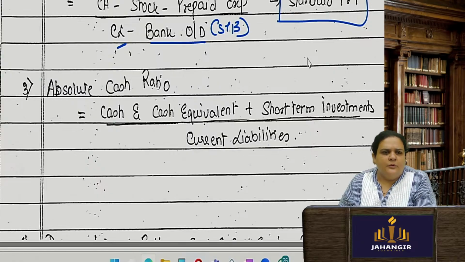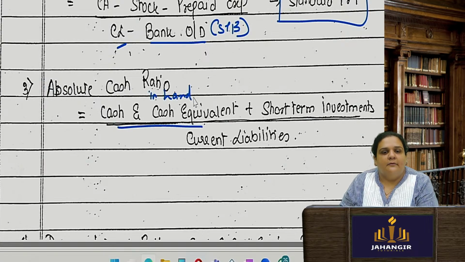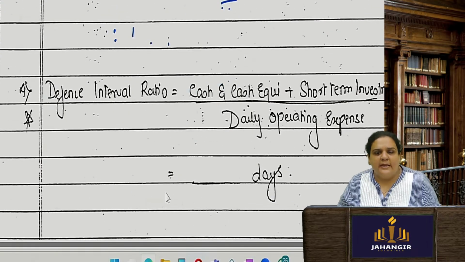Then there is absolute cash ratio. This is not very important, but I'll explain to you what absolute cash means. Cash and cash equivalents means cash in hand, cash at bank, plus your short-term investments which can be easily converted into cash, upon current liabilities. Again, it will be in form of is-to. There is no standard in this.